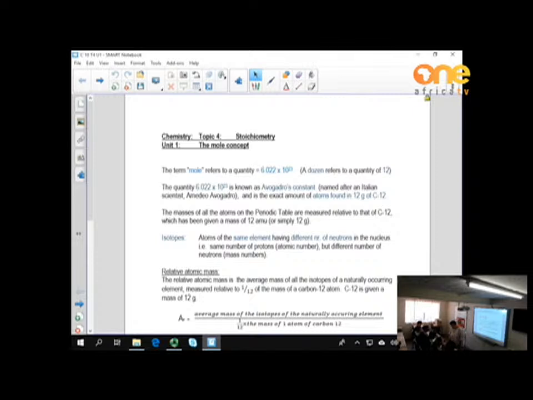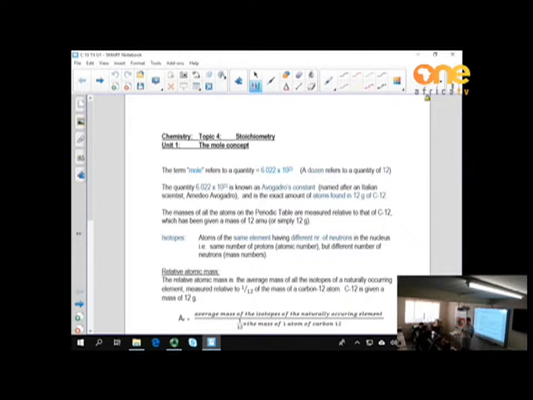with the previous topic, and we must start with topic 4. The heading, topic 4, is stoichiometry. It's just a big word for chemical calculations. Now, when we start off with these calculations, there's a couple of things that you must bear in mind.